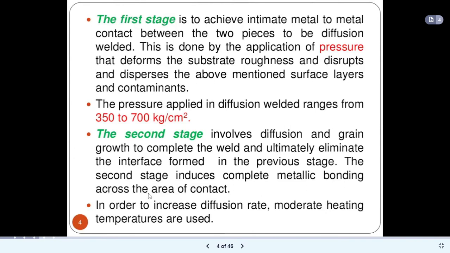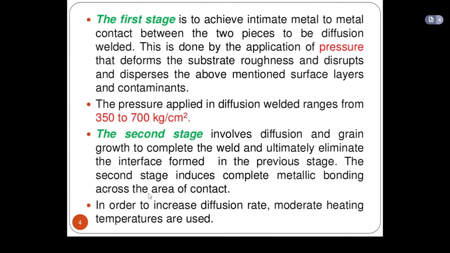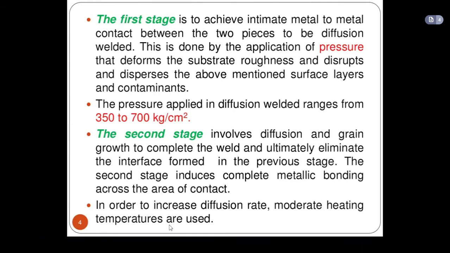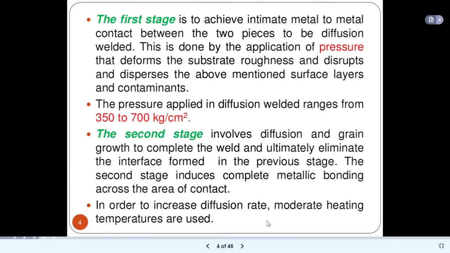The second stage induces the complete metallic bonding across the area of the contact. In order to increase the diffusion rate, moderate heating and temperature is used. Means in diffusion welding, we apply a temperature in a range of 50% to 70% of the melting point of the base material, and in some cases it is up to 90% of the base material. Why are we applying this temperature? Because due to application of this temperature, it increases the diffusion rate.